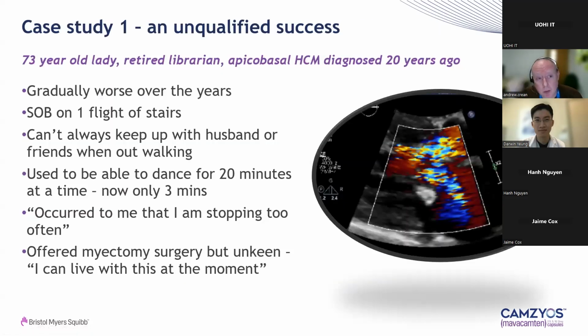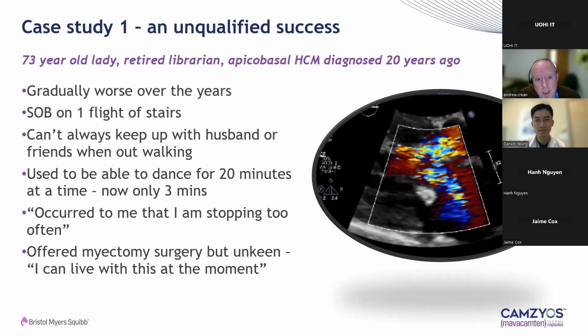So I wanted to give you a couple of practical case studies. This was a 73-year-old lady, a retired librarian, apical-basal HCM diagnosed 20 years ago. I'm happy to say we did do genetic testing and she doesn't have a GLA mutation, but she had been getting gradually worse over the years to the point that she was becoming breathless with a flight of stairs. She said that she really wasn't able to keep up with her husband or her friends when she was out walking. And the thing that really mattered to her was that she liked to go out dancing.